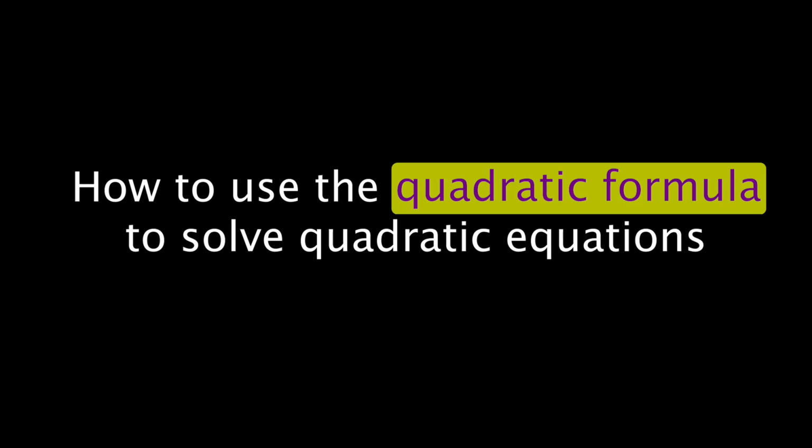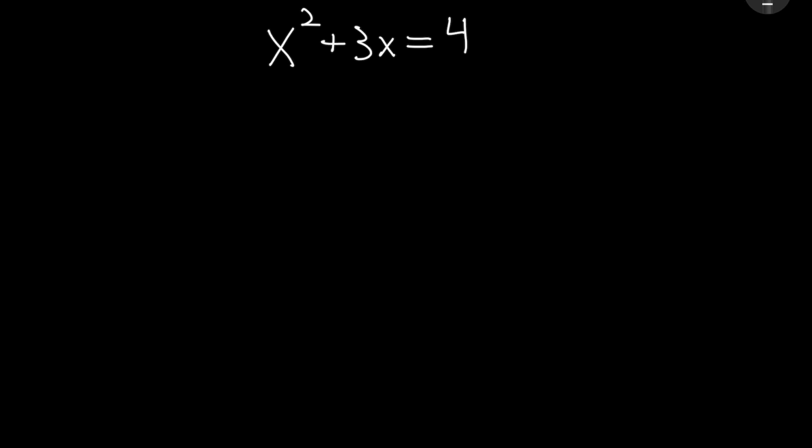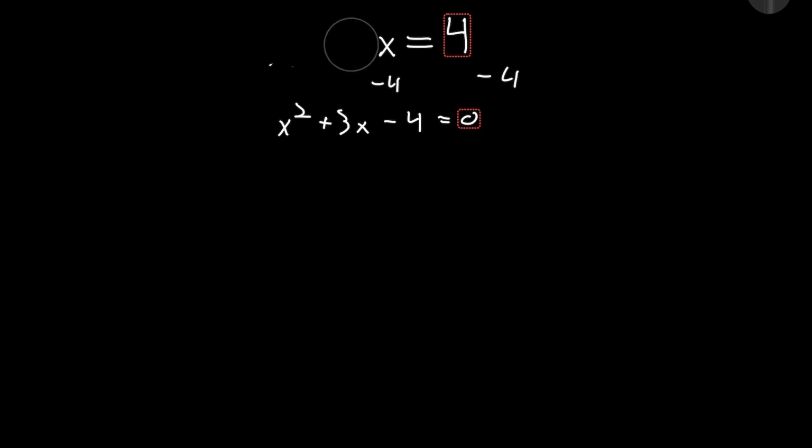Today we're going to learn how to use the quadratic formula to solve quadratic equations. Step 1 to solve quadratic equations with the quadratic formula is to get 0 on one side of the equation. So here we have to take -4 on both sides. Now we have done step 1. Now I'm going to show you what the quadratic formula is.